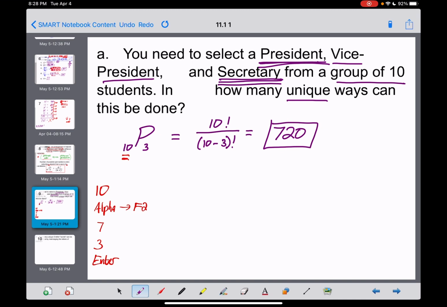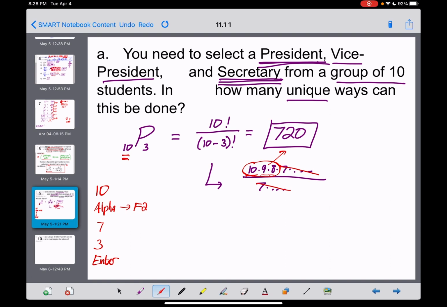There are 720 different ways we could select 3 people from our class of 10 to fill these 3 unique positions. Without a calculator, nobody cares, but this would have been 10 times 9 times 8 times 7 times blah, blah, blah. And on the bottom, 10 minus 3 is 7. That's 7 factorial, so 7 times blah, blah, blah. And all of this cancels out with that, just leaving you with 10 times 9 times 8. 9 times 8 is 72 times 10 gets you 720.